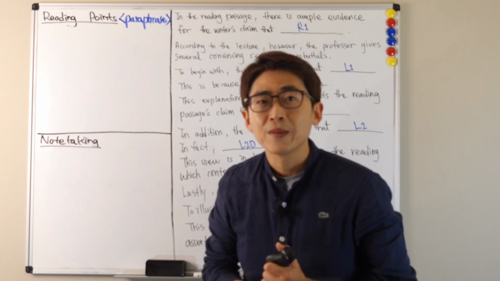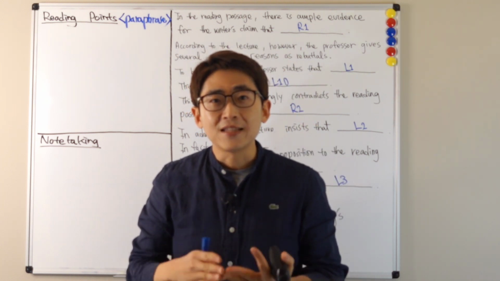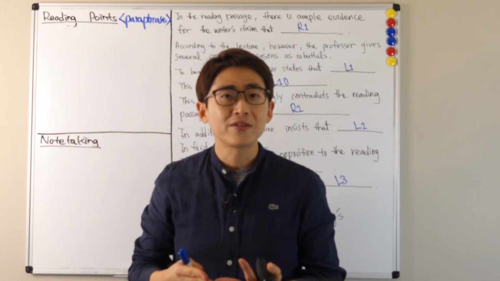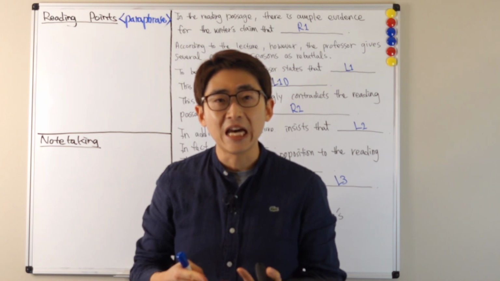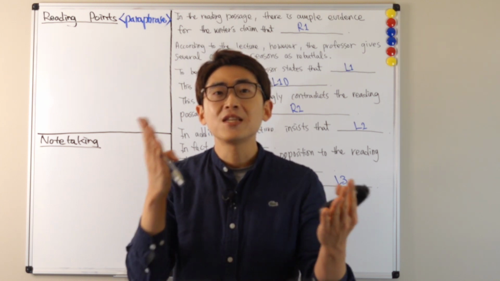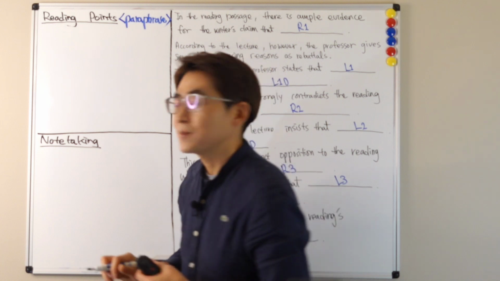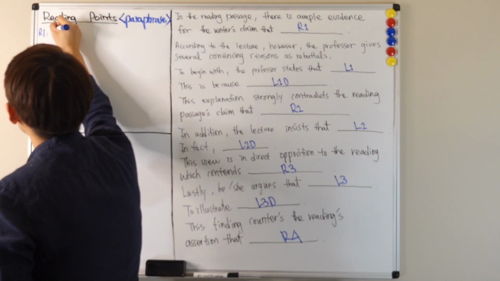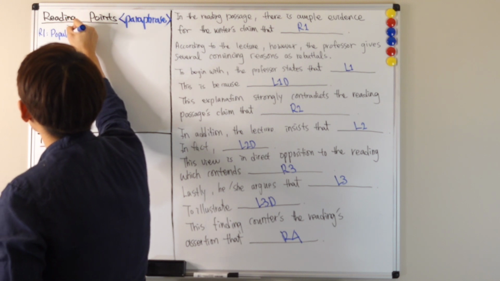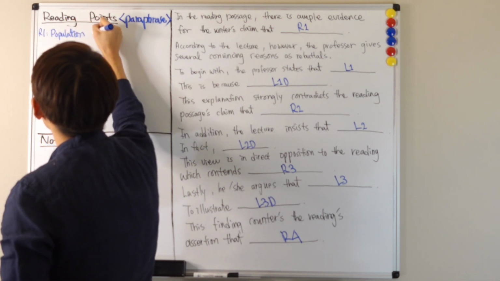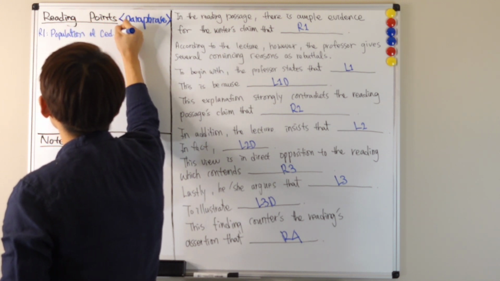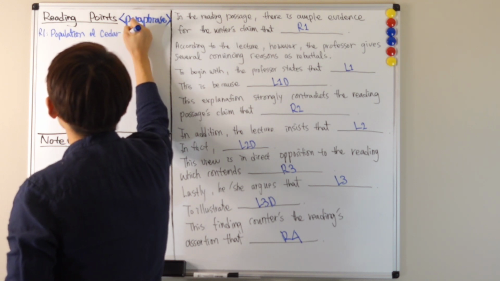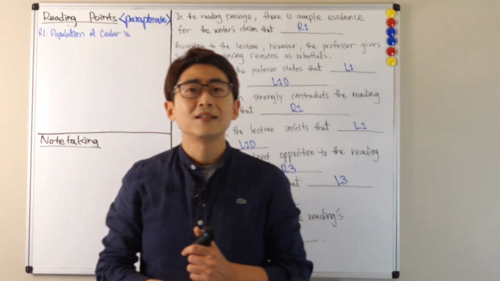Okay, so we can change: scientists have advanced several hypotheses to explain this decline. We can change the order of the sentence by saying, so R1 would be: population of cedar is declining.